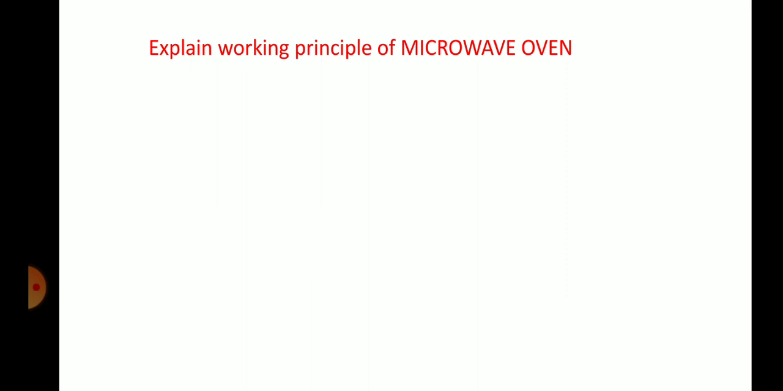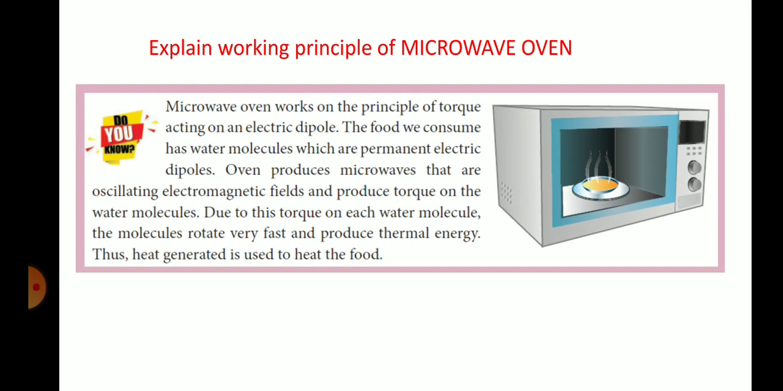We all use this, most of us use this microwave oven, mostly in bakeries. For what purpose do they use this? It is used for cooking the food. Then how does it work? What is the working principle of microwave oven? A microwave oven works on the principle of torque acting on an electric dipole.